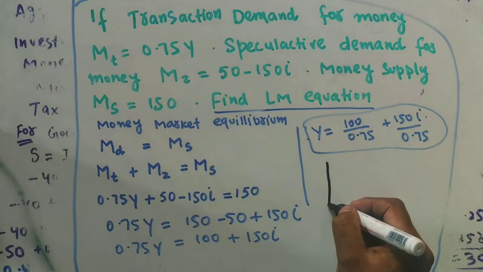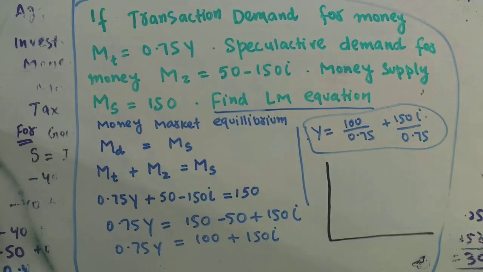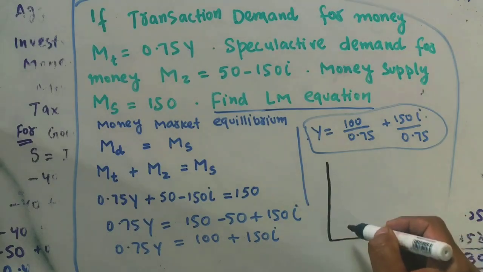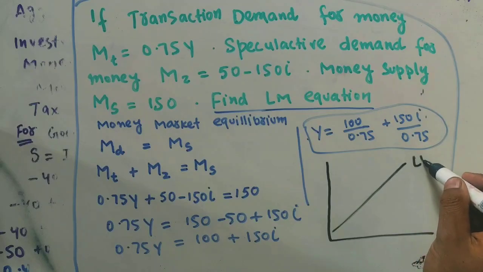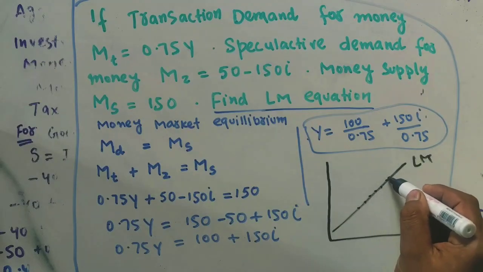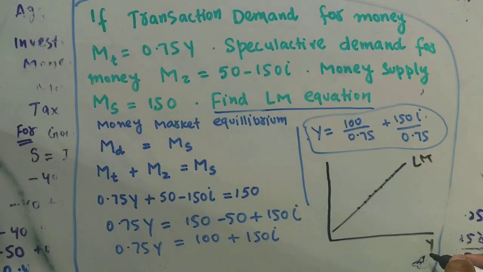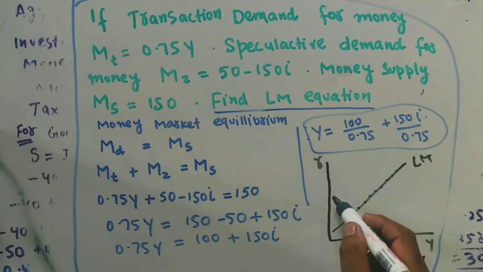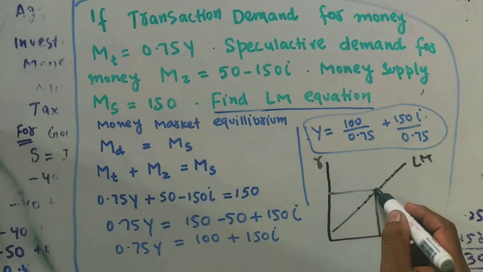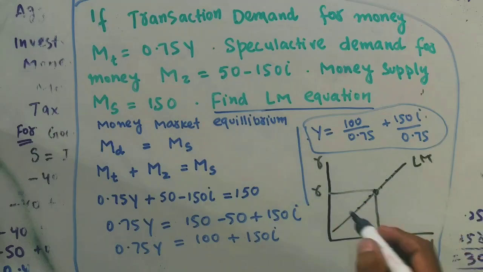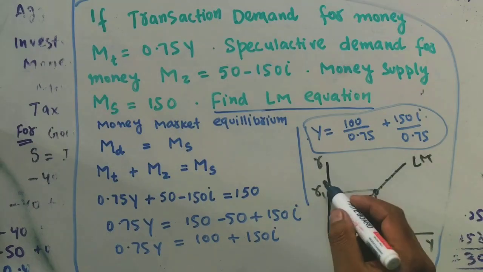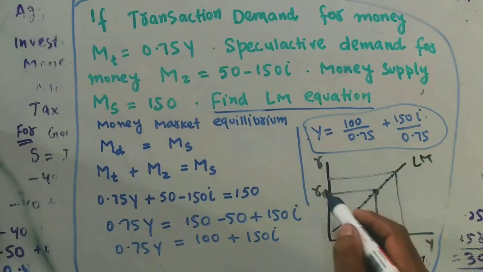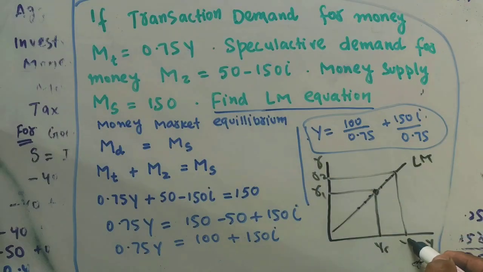So what does the money demand function show us? This transactionary, speculative demand and money supply show us the LM equation. Every point on the LM equation shows us a different combination of rate of interest and level of income where the money market is in equilibrium. I hope I made myself clear in this video. Thank you.